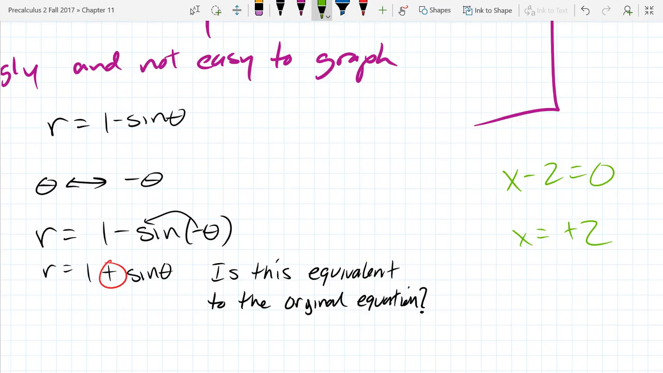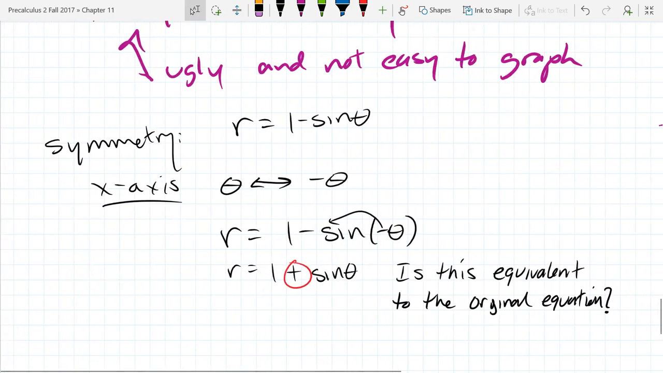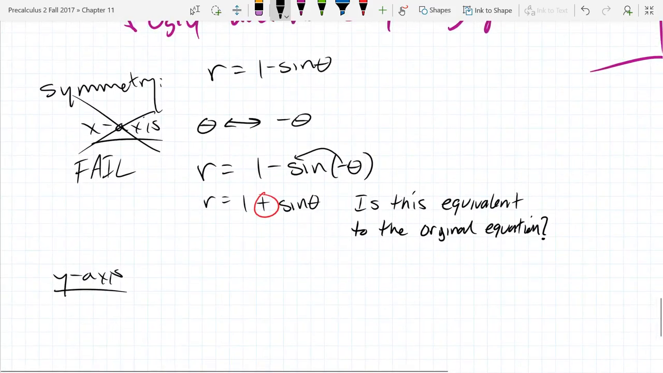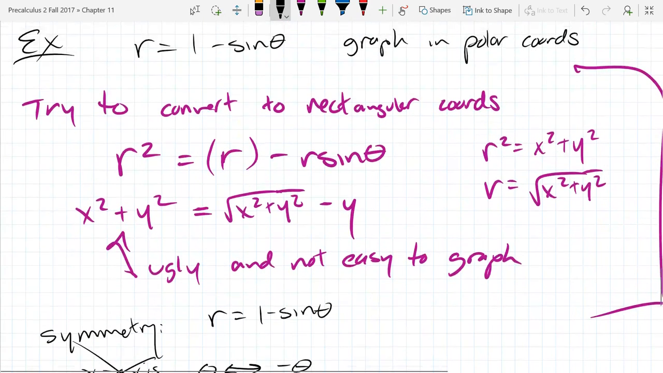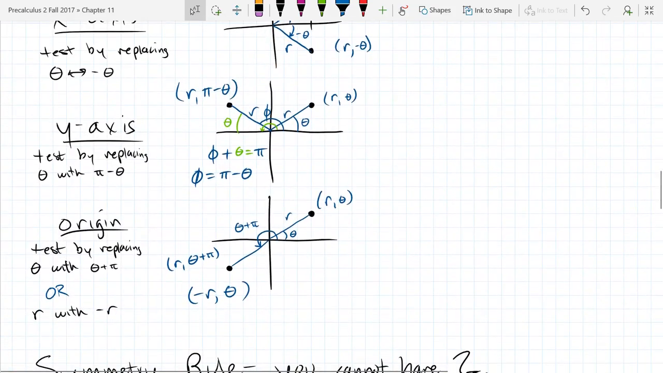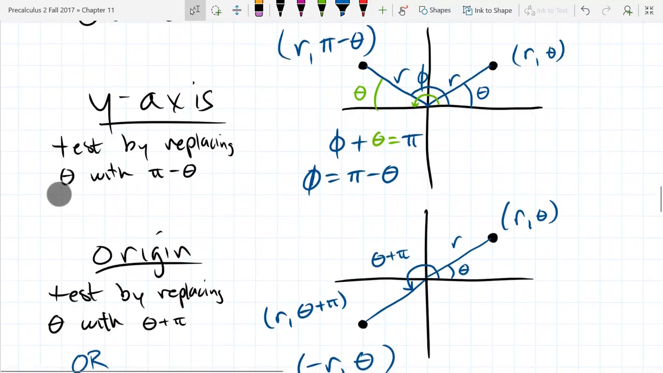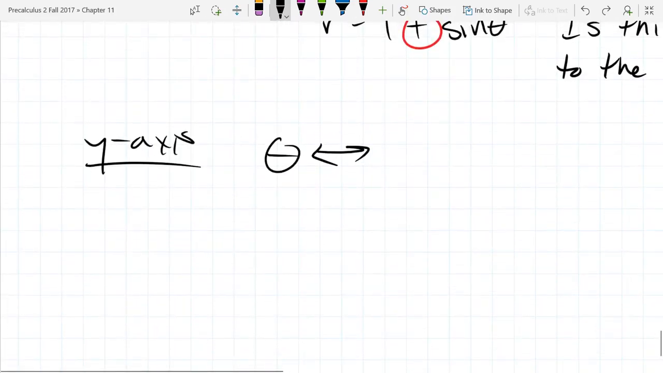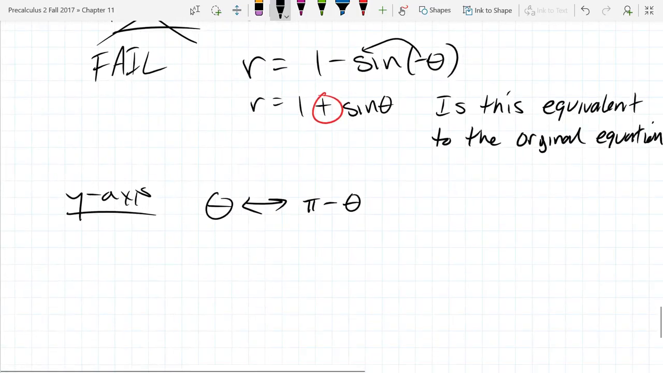So a real fast word of warning. Those two equations are the same. No, now they're the same. Is that right? Yeah, so those two are the same. So it can be alternative forms of the same equation. So you want to make sure it's not an alternative form. All right, so that's definitely different. So we failed our x-axis test. So that's out. We're going to look for y-axis now. So for y-axis, we're going to replace theta by something different. And I think this is pi minus theta. You could draw these little graphs out with symmetry if you want, or if you're a memorizer, you just memorize replace theta with pi minus theta.